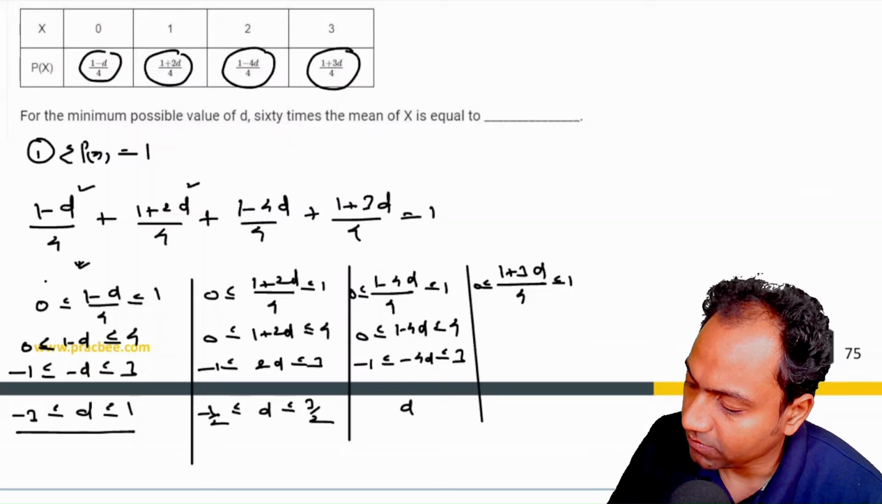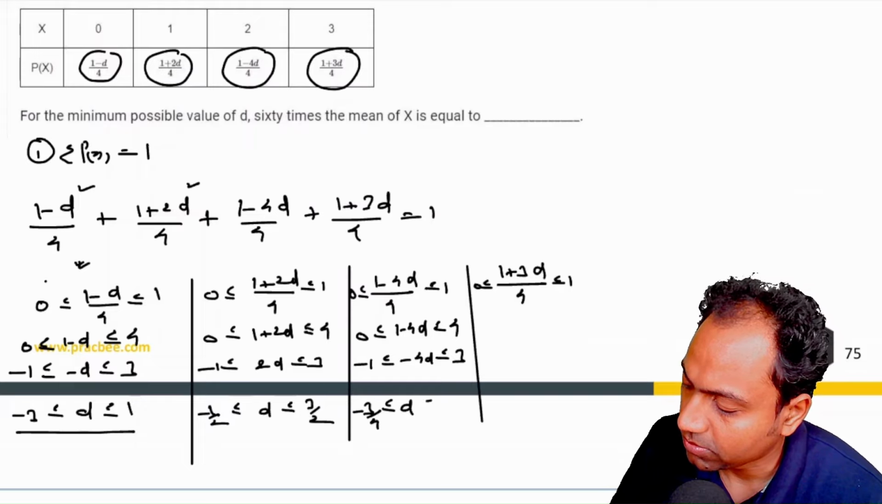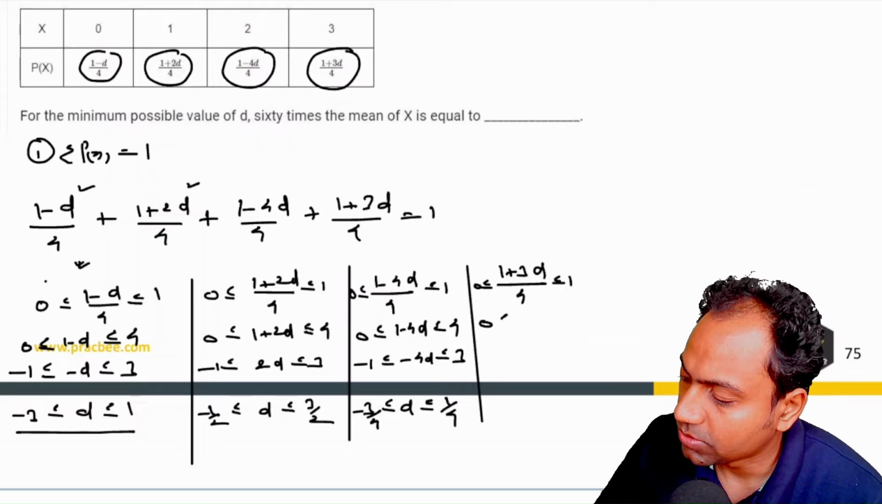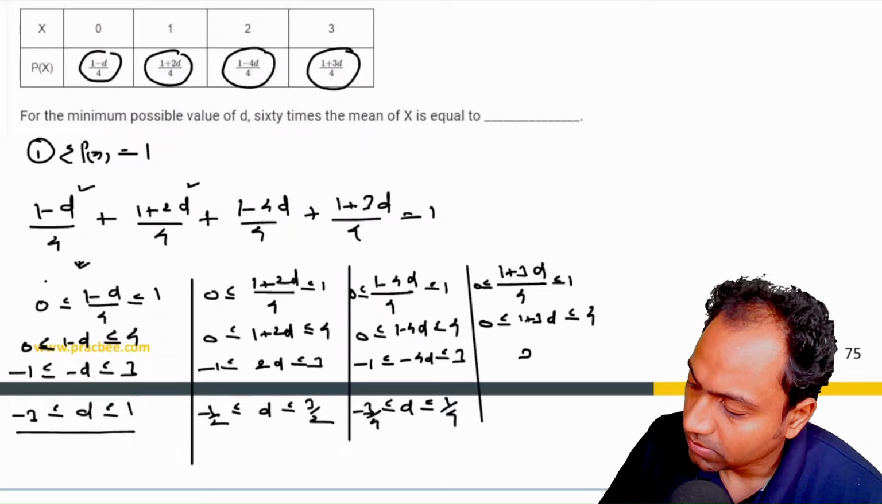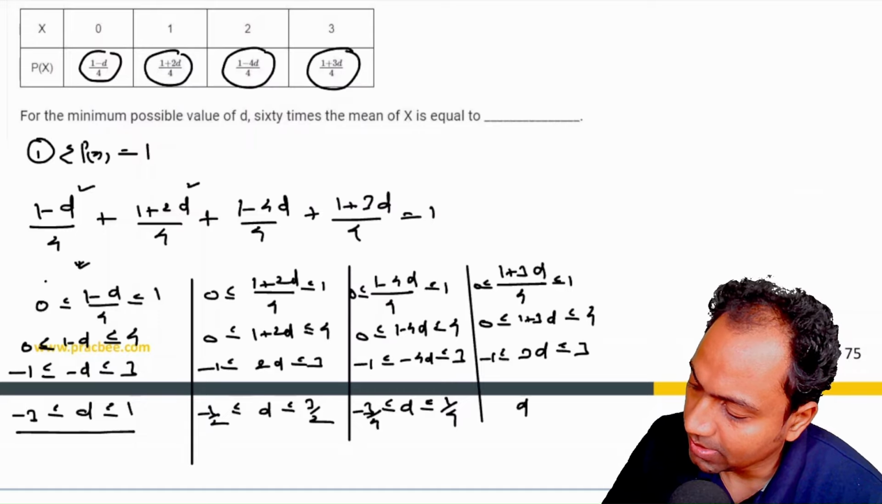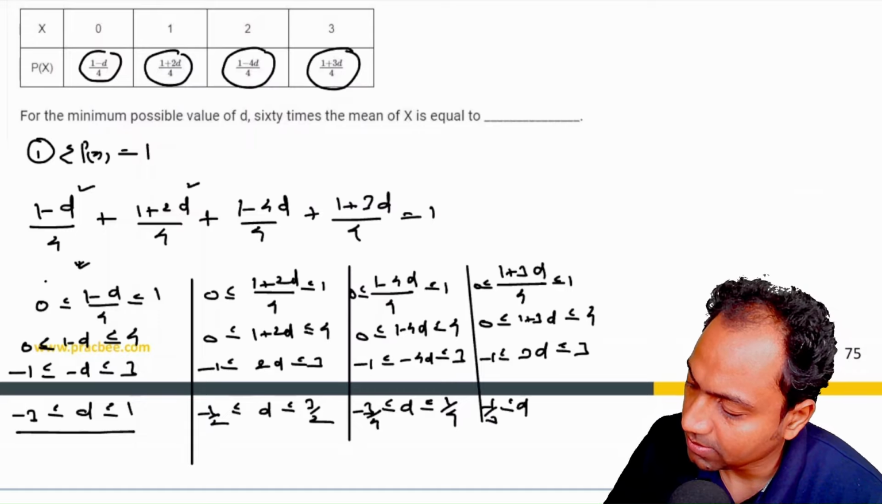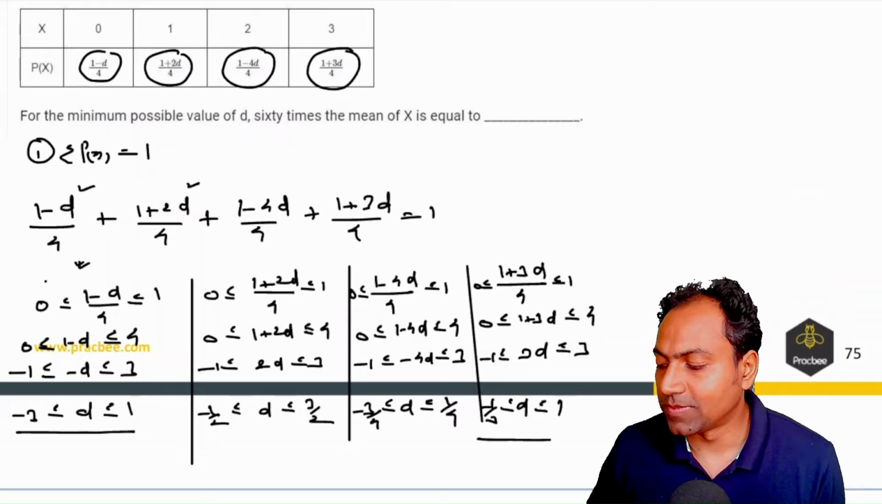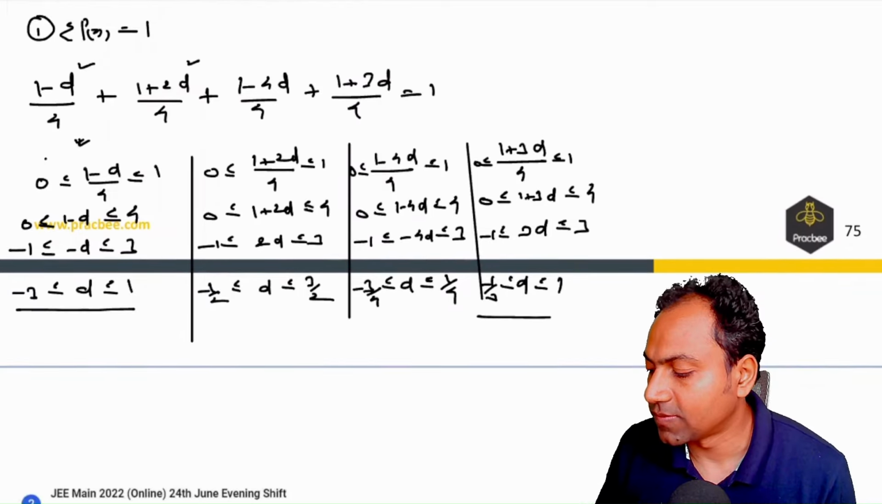You can see that if I want to find the range of d, it is nothing but -3/4 to 1/4. And for the last part, if I do 0 ≤ 1 + 3d ≤ 4, 3d lies between -1 to 3, or d lies between -1/3 to 1. Now what I will have to do next is basically take the intersection of all these values.